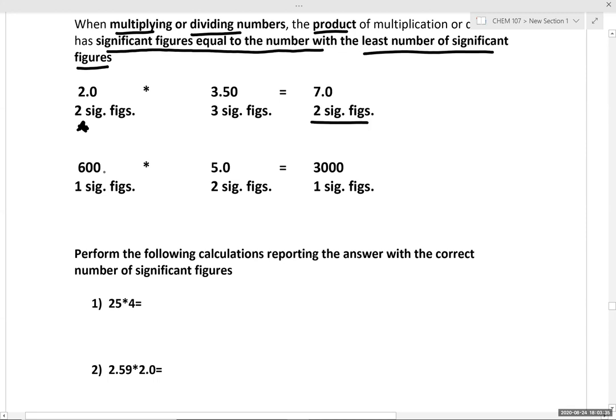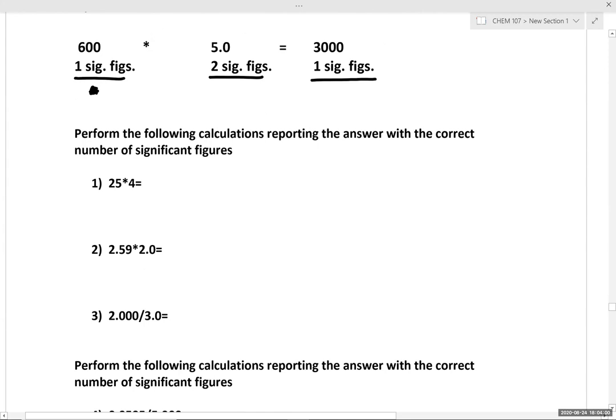Likewise, 600, despite being a large number, only has 1 significant figure. So if we multiply it by 5, we end up with 3,000 with just 1 significant figure. As a shortcut, you retain the least number of significant figures in your 2 input measured values. So let's do an example, and I'll showcase to you how we can combine these significant figure rules for multiplication with our rounding rules that we discussed previously. So in the first case, we have 25 times 4. 25 has 2 sig figs. 4 has 1 sig fig. We punch this in our calculator, we get 100, which has 1 sig fig, so we're good to go.